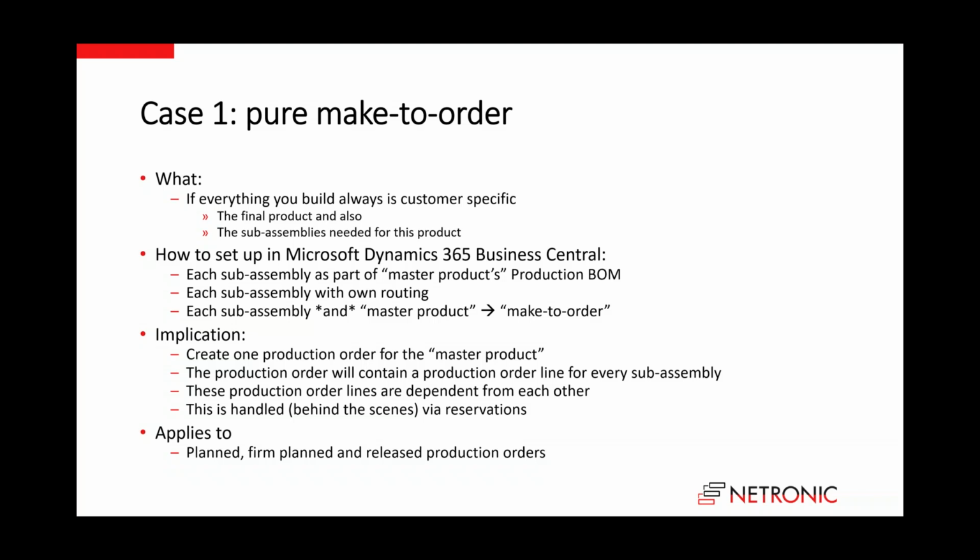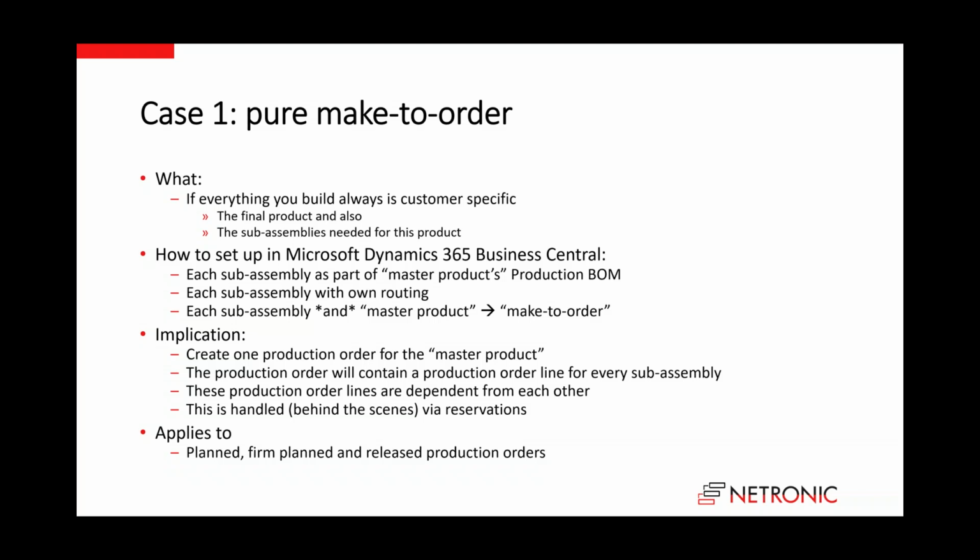And then most likely all of the sub-assemblies that you do will have their own routing, because you produce these components on your own, and you can produce these components as part of a certain product. And then also you need to set up each of these sub-assembly items and the master product as make to order on the item card.